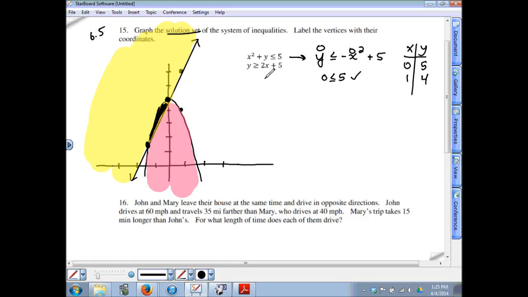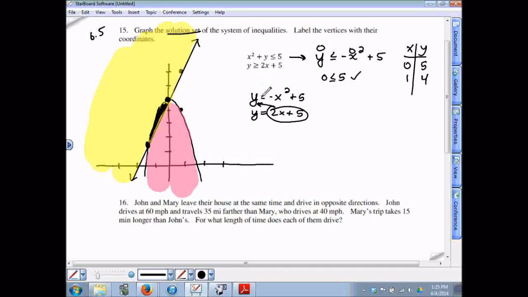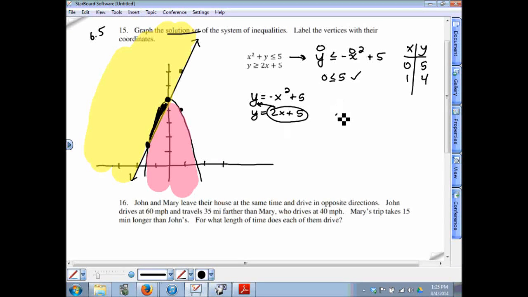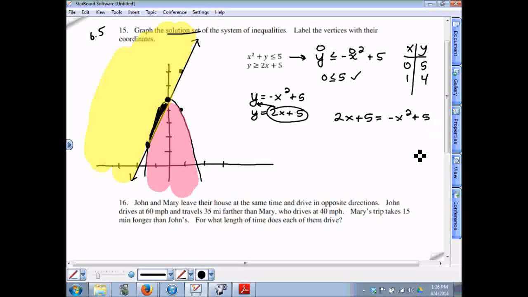So what you do to find the intersection points is you have to change this into a system of equations instead of a system of inequalities. So I'm going to change this top one into y equals negative x squared plus 5, and y equals 2x plus 5. Now down here at the bottom, if y equals 2x plus 5, then this y also equals 2x plus 5, so I'm going to make a substitution. Instead of y equals negative x squared plus 5, I'm going to say that 2x plus 5 equals negative x squared plus 5.